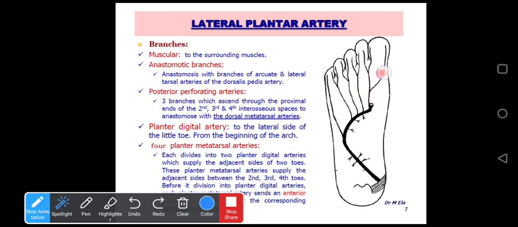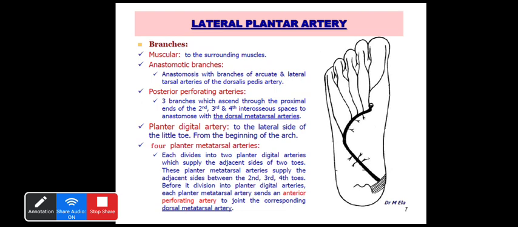So before it gives the distal arteries, you can see here the metatarsal arteries. Before it gives the distal arteries, it gives anterior perforators at this area, that anastomose with the dorsal metatarsal branches from the arcuate artery over the dorsum. So that way, we have the anterior perforating arteries and posterior perforating arteries.